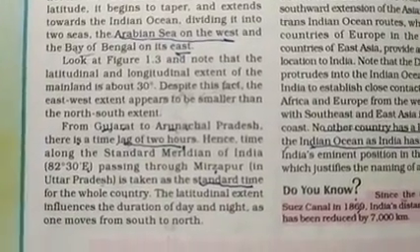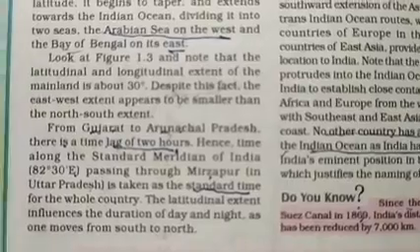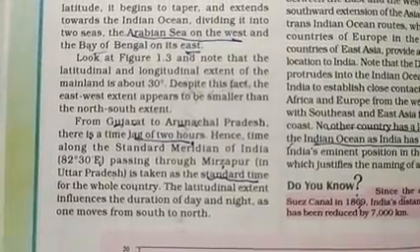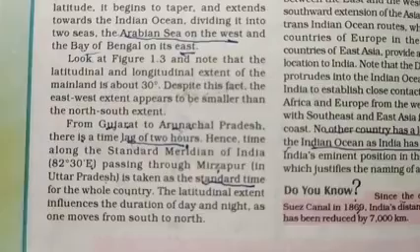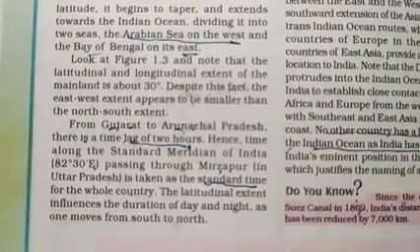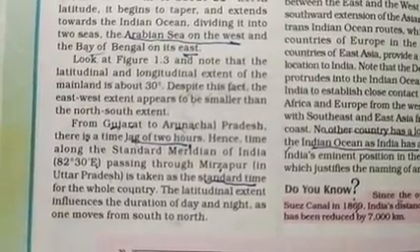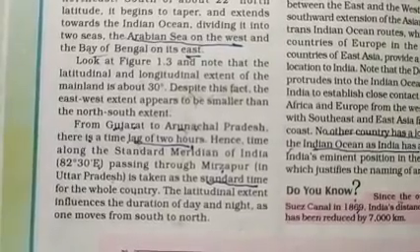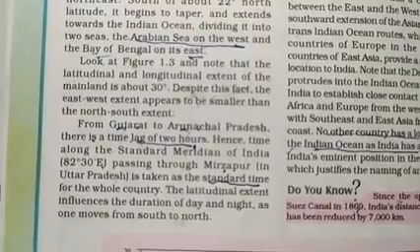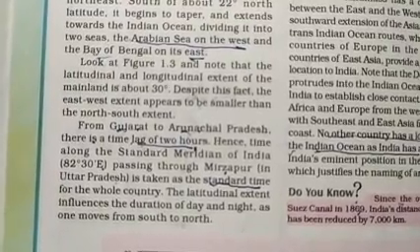From Gujarat to Arunachal Pradesh, there is a time lag of 2 hours. Hence the time along the standard meridian of India, 82 degree 30 minute east, passing through Mirzapur in Uttar Pradesh, is taken as the standard time for the whole country.